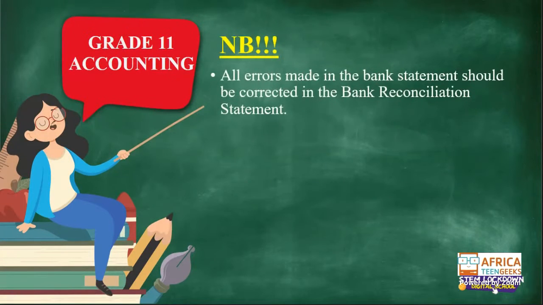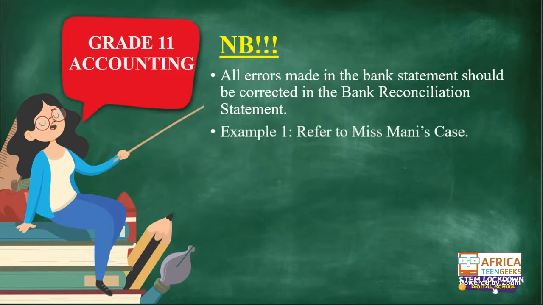All errors made in the bank statement should be corrected in the bank reconciliation statement. I've stated that the errors made in the journals should be corrected in the journals. But those that are made in the bank statement should be corrected in the bank reconciliation statement.